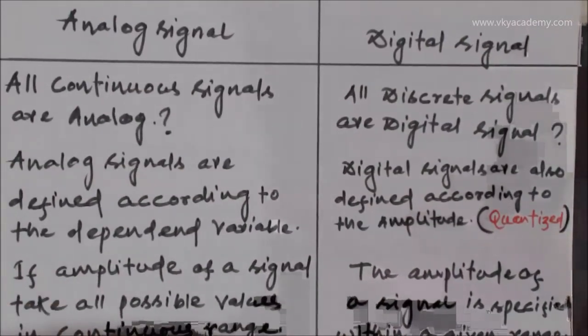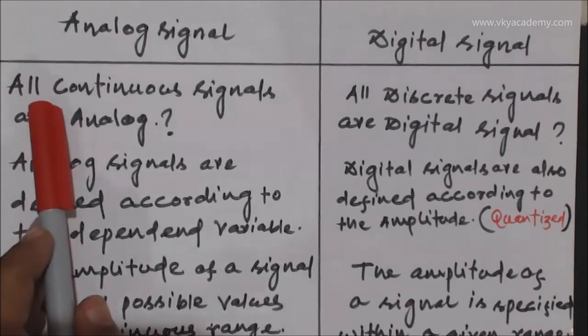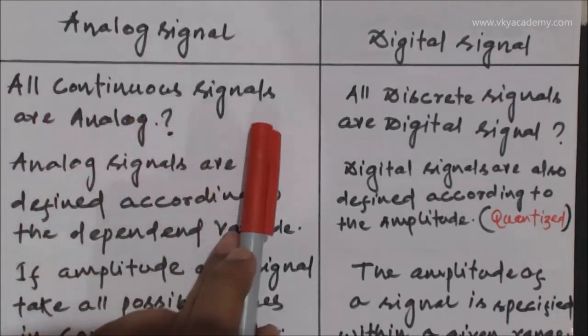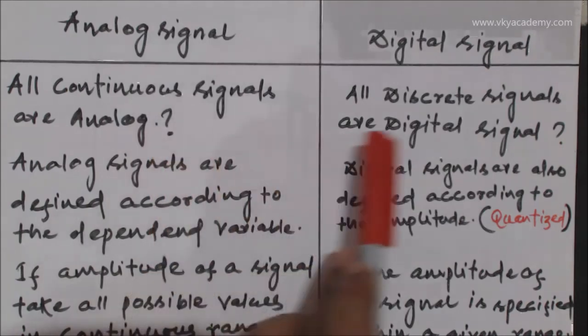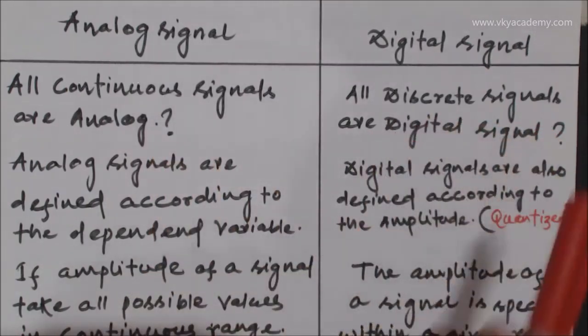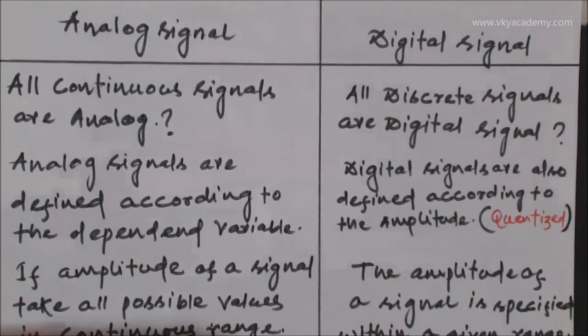Next, the most important concept is analog signal and digital signal. So here we can discuss two questions. Are all continuous signals analog? Are all discrete signals digital signals? These are the two very important questions that we will discuss at the end of this session. But before that, let us first understand what is an analog signal.